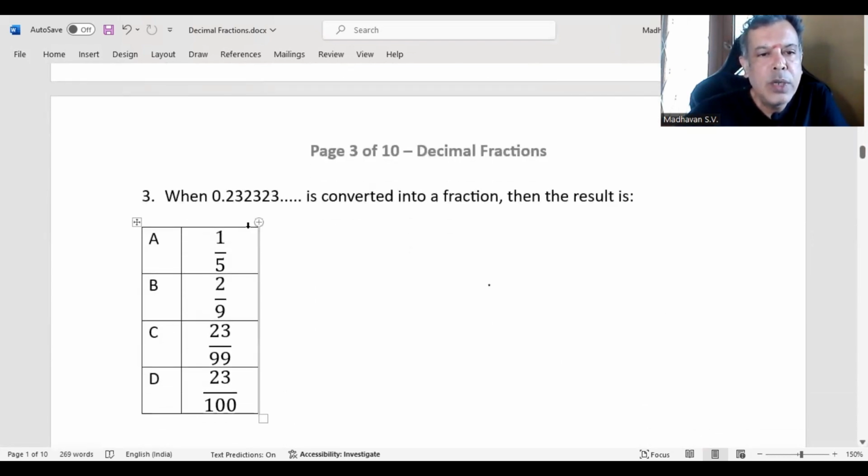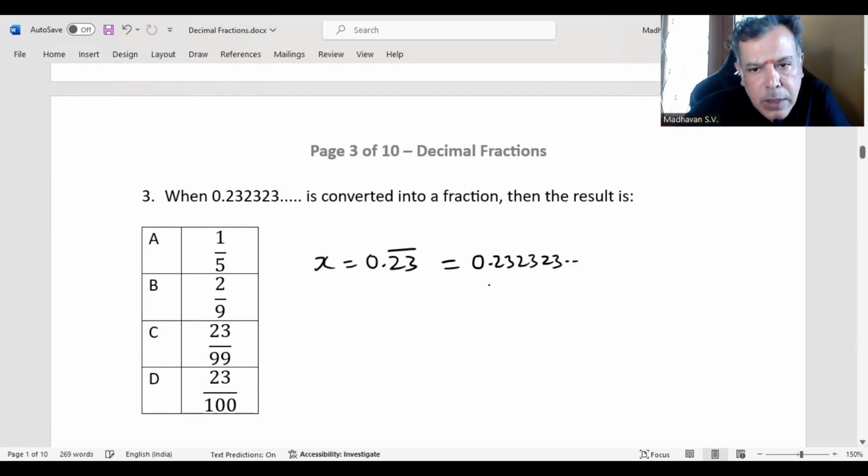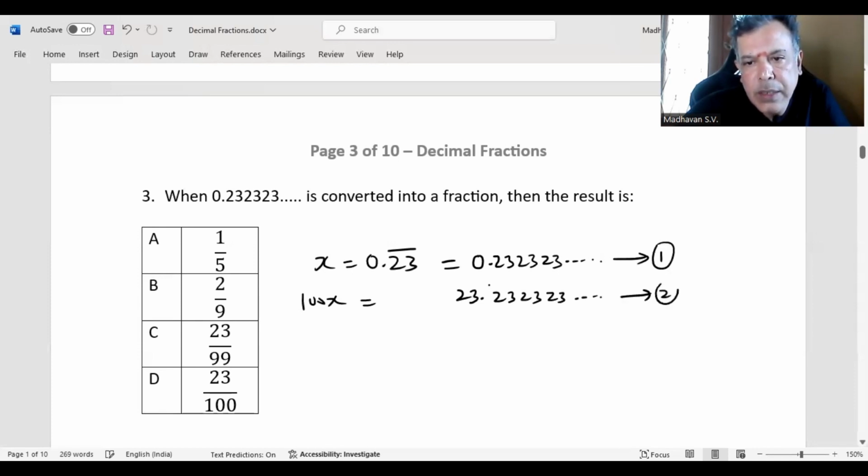0.232323 and so on means 23 is getting recurring. So we can write x equal to 0.23 recurring, which is nothing but 0.232323 and so on. That means 100 times x will be 23.2323 and so on. Let us consider this as equation 1, this as equation 2.